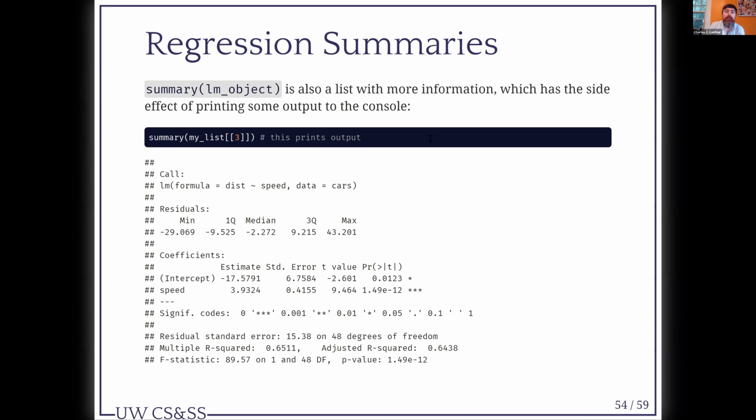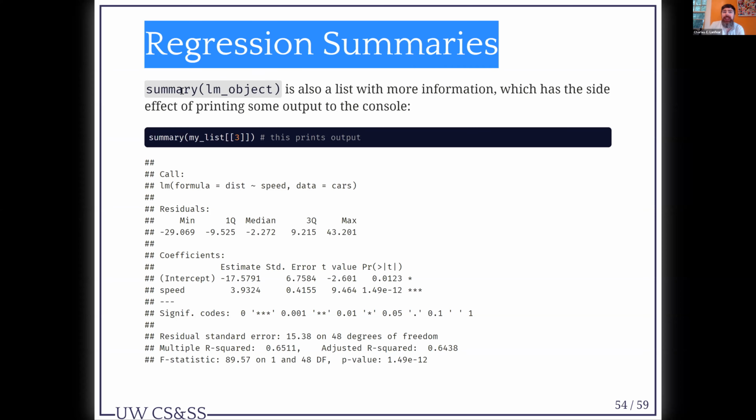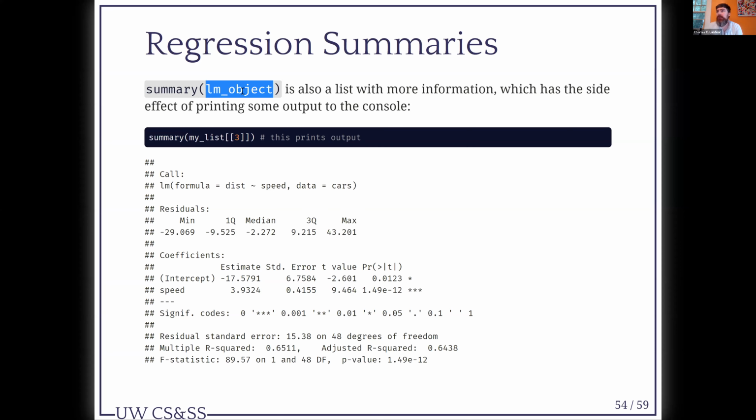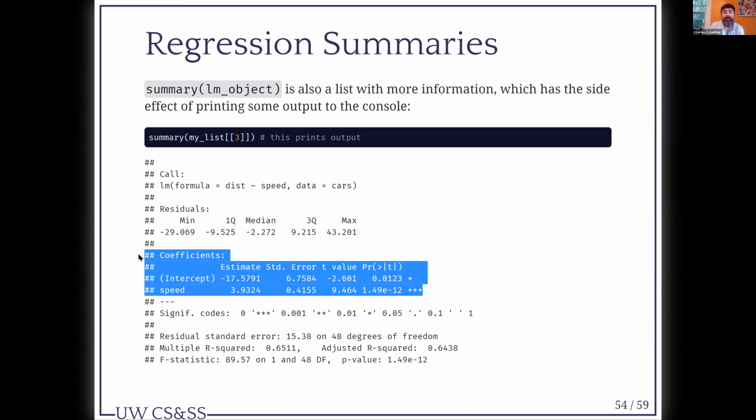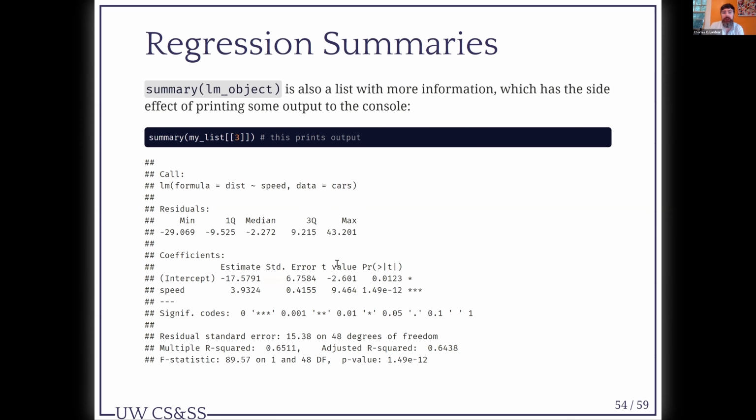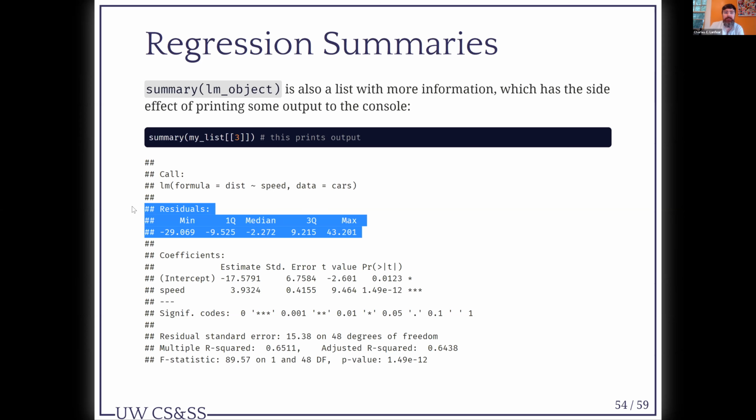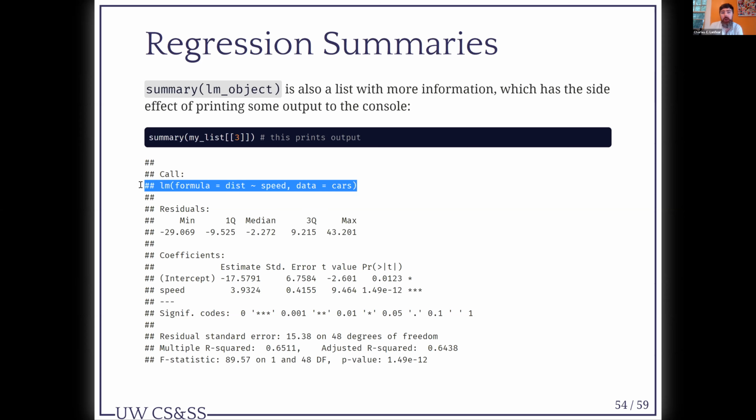Okay, so regression summaries. If you do summary on a linear regression object in R, you'll see that it produces output that looks like this. It provides a nice coefficients table with standard errors, t-values, p-values, the residual standard error, R squared, adjusted R squared, F statistics, residual information, the original call used to generate it, all sorts of stuff like that.